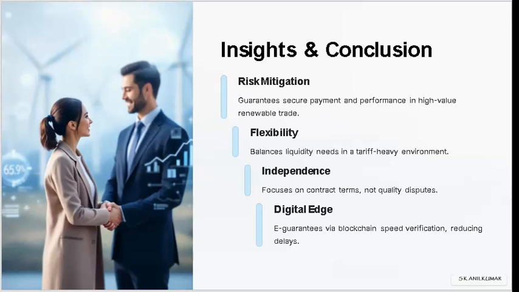Then comes independence. Guarantees focus on contract terms. They are independent from the capabilities of the parties themselves. So quality disputes, funding liquidity and so on do not come into the picture because of the independent nature of the guarantee. And because of blockchain and other capabilities, e-guarantees and smart contracts could also be used to make things faster. This is how guarantees can be used in international trade.